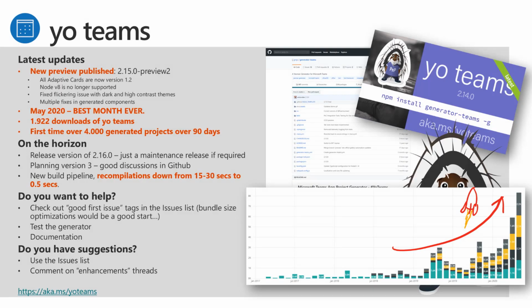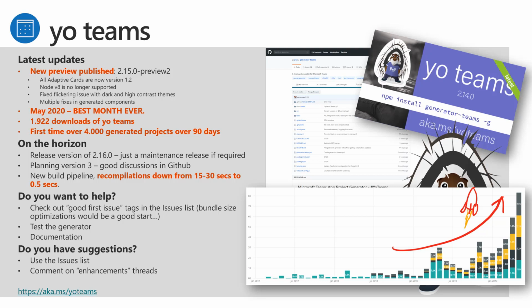Cool. All right. The latest version of Yo Teams is 2.15 preview 2, and things are evolving nicely. May 2020 was absolutely the best month ever, so you can actually see the growth on the right side, and the growth keeps on skyrocketing also in June. So those 1,922 downloads of Yo Teams, and for the first time ever more than 4,000 generated projects in the last 90 days. So that's pretty cool from that perspective. So adoption is growing on the Teams side.